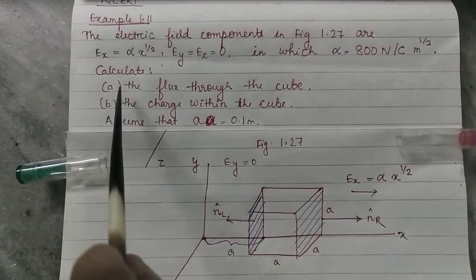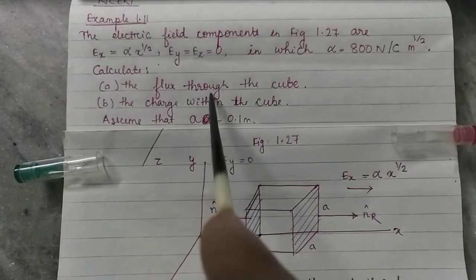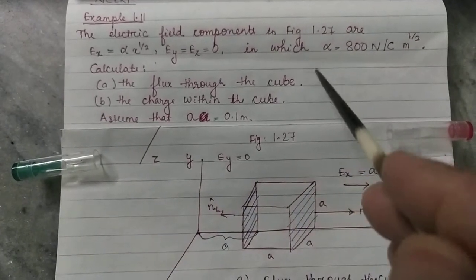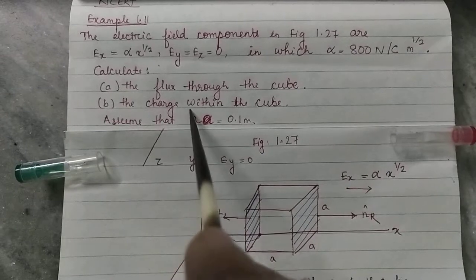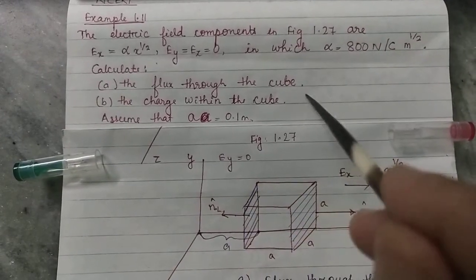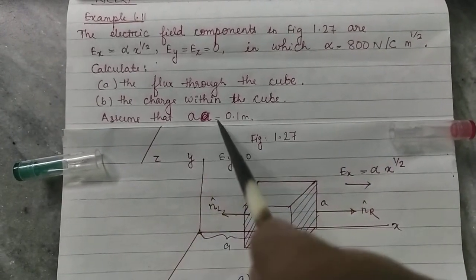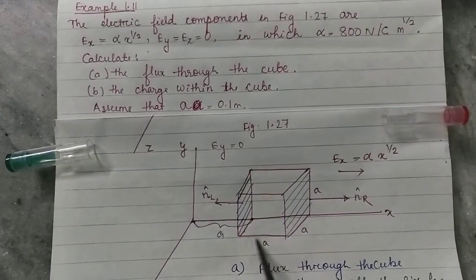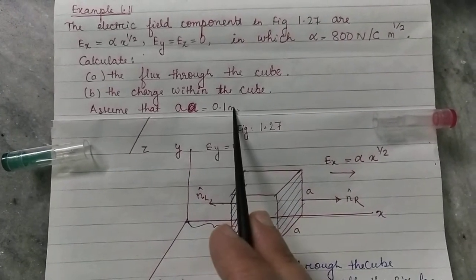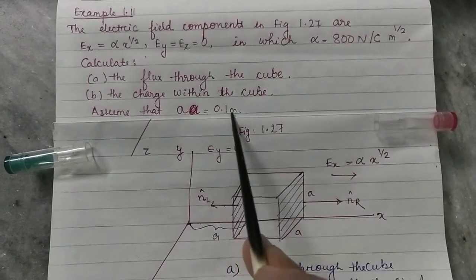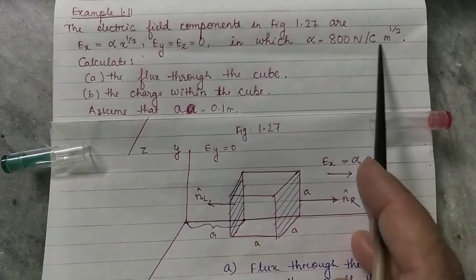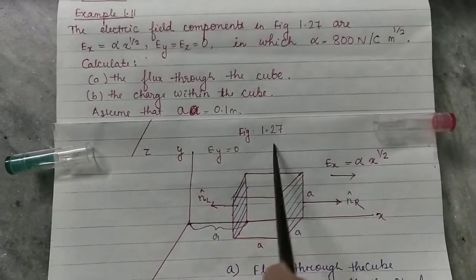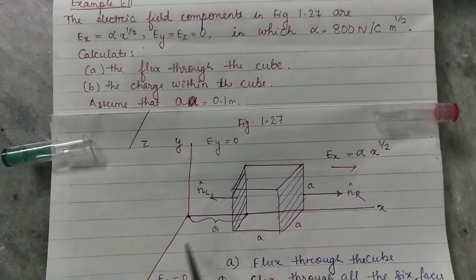What we have to calculate? We have to calculate option A, the flux through the cube, that is phi. Option B, the charge within the cube, that is Q. Assume that a equal to 0.1 meter. What is a here? a is the side of the cube whose value is 0.1 meter. Check the units. Meter is here meter. Okay, rest are same. So we can proceed with the figure.